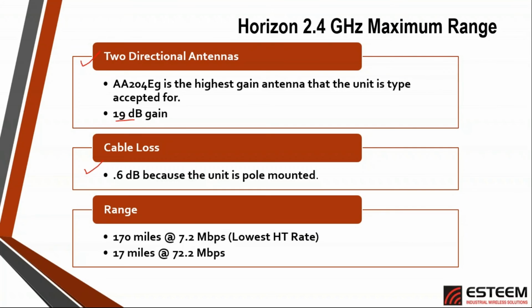If you run this out, you'll find that the maximum range on this is actually 170 miles, running at the lowest HT rate, or the lowest rate that radio goes at, 7.2 megabits per second, or even at 17 miles for the highest data rate. Well, why don't we publish that? We've proven here that we can do it. Well, we need to look at the reality of what that actually takes.